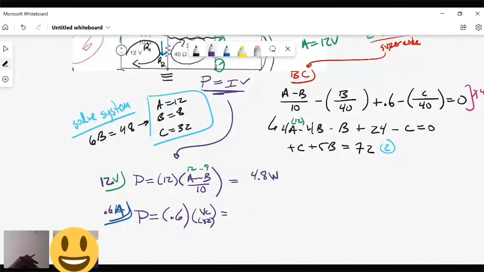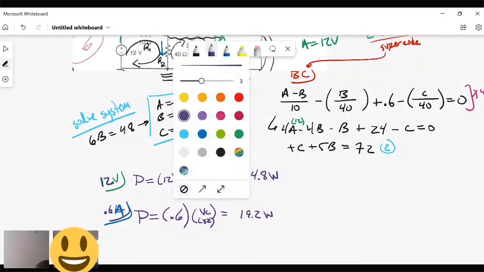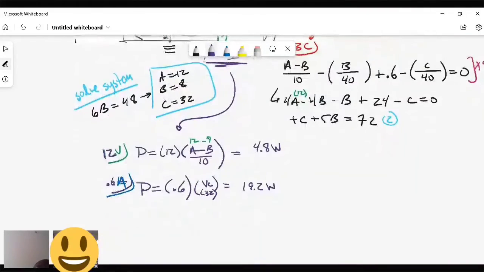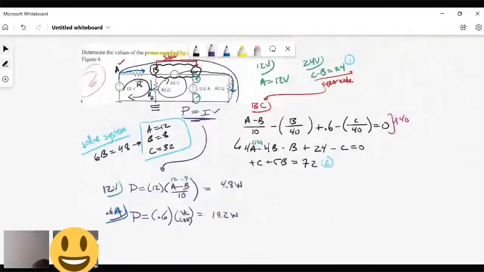3 times 6 is 18. 2 times 6 is 12. That's going to be 19.2. That's watts. Oh, something that I'm neglecting, and I'll show you at the end. Just remind me, say you forgot a negative, and then I'll show you. I just want to get done with this last source first.